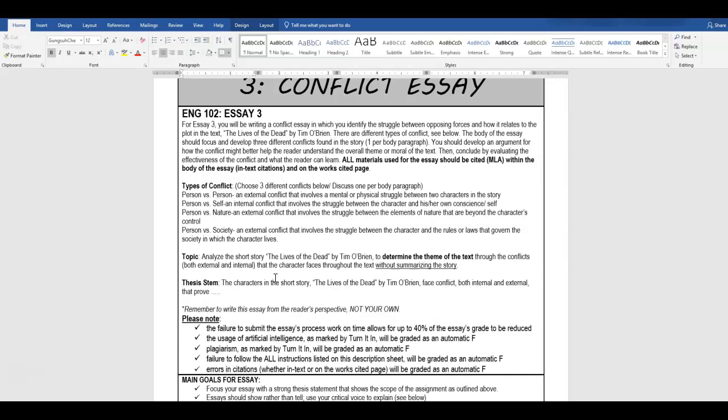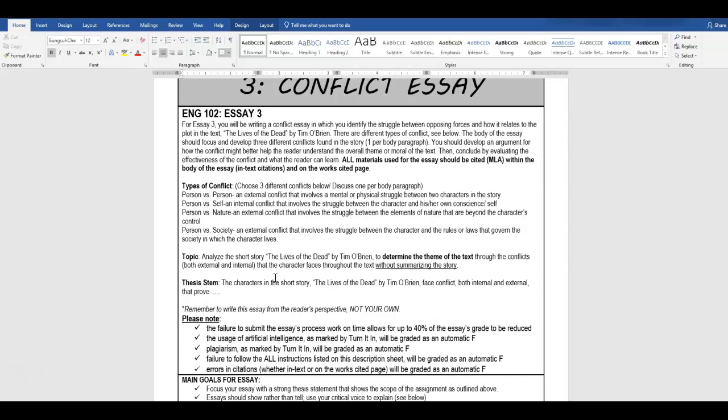Person versus self is an internal conflict that involves the struggle between the character and his or her own conscience or self. This is when you ask yourself questions that you may be in conflict. Should I stop at McDonald's and get a large fry? That's an internal conflict I have on a daily basis. But person versus self is a struggle with the character and themselves.